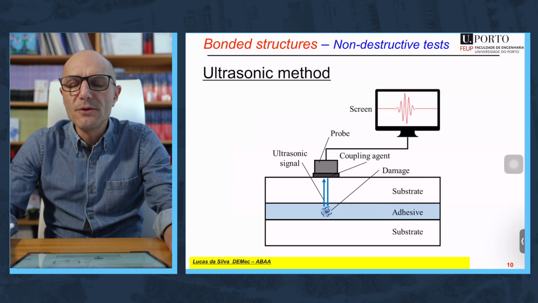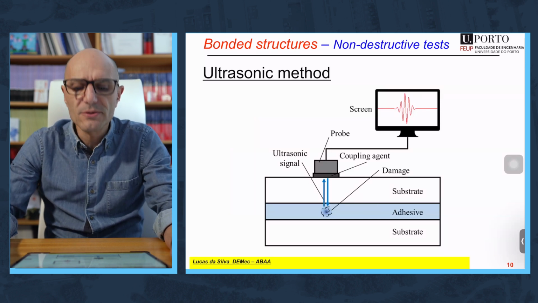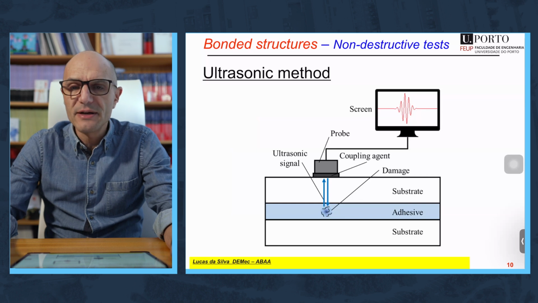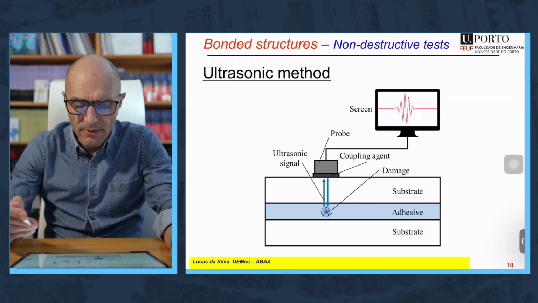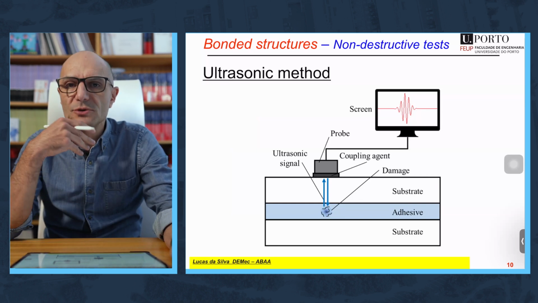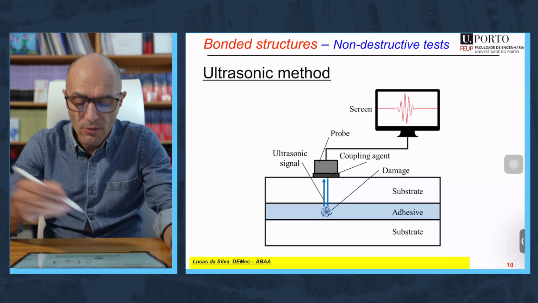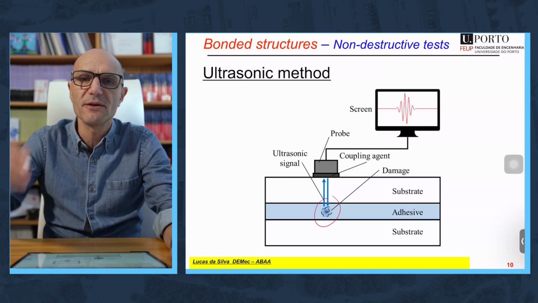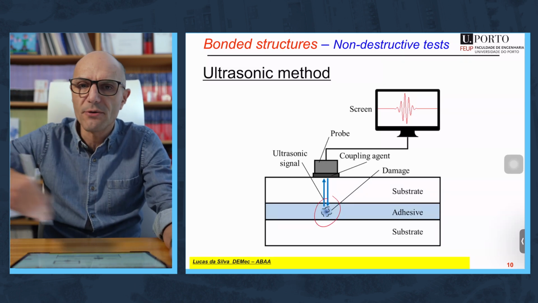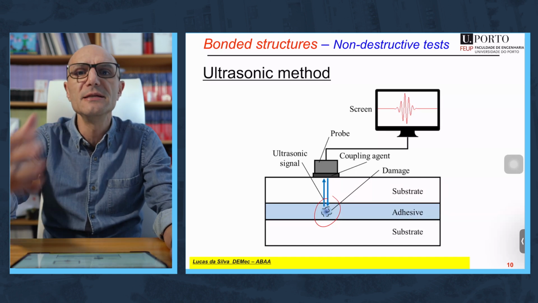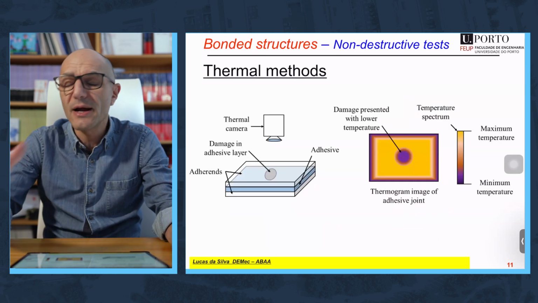But maybe the most important method nowadays is the ultrasonic method. So very, very simple. We send with a probe ultrasonic waves to the structure, and when the wave encounters a defect, then there is a reflection, and by doing a scan over your bonded area, you can detect easily a defect. But there are other methods.